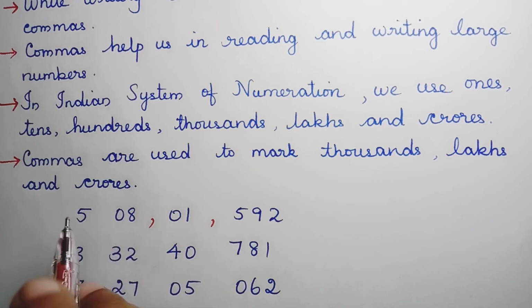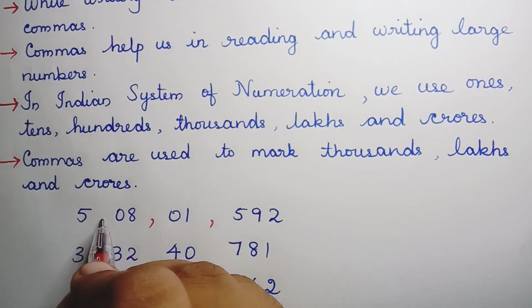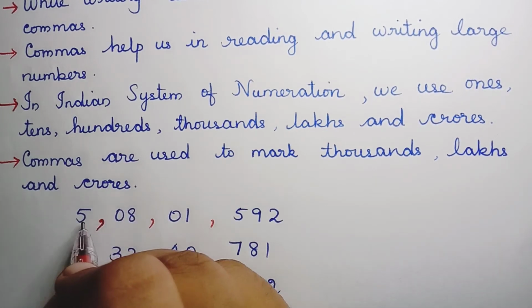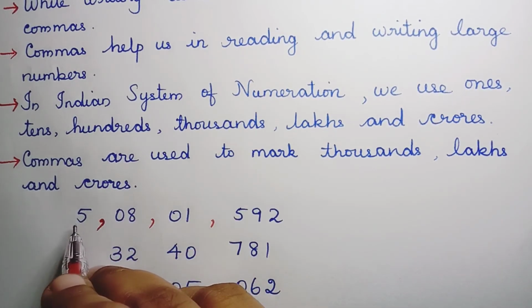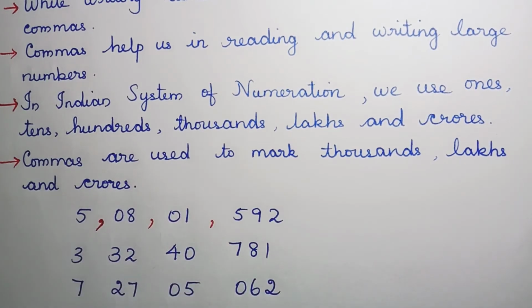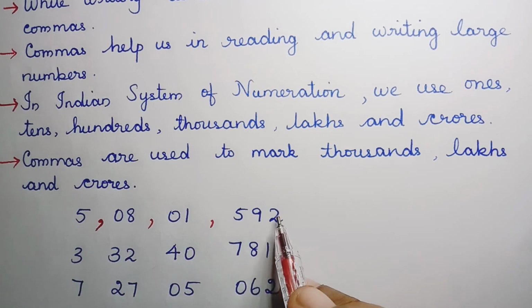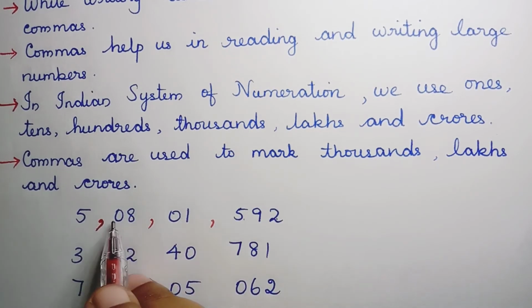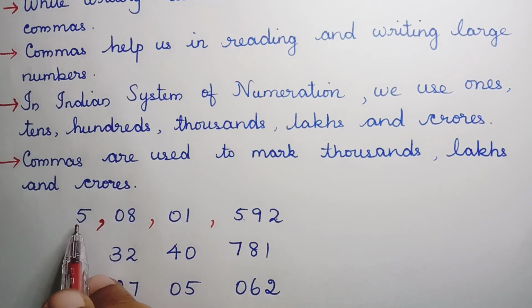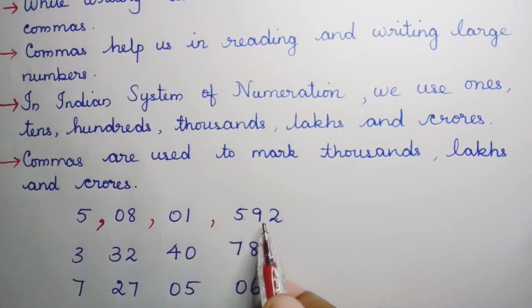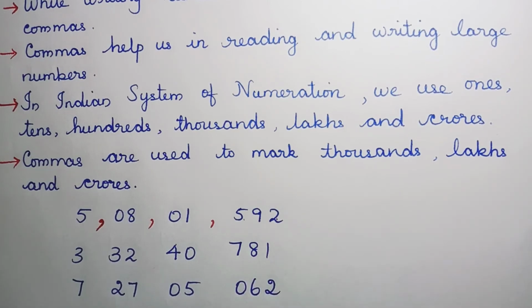The next comma you have to use is for separating the lakhs and the crores. So the 5 crore and this 8 lakhs are separated using this comma. How can you read this? Ones, tens, 100, 1000, 10,000, lakh, 10 lakh, crores. So 5 crores, 8 lakhs, 1,592.